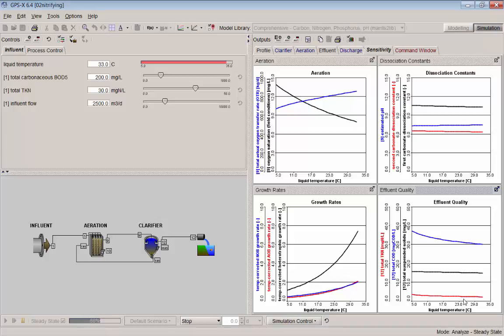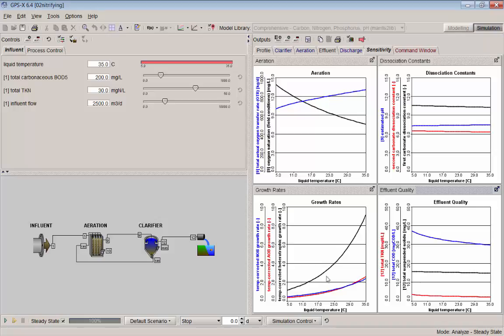So let's take a look at the three elements that we mentioned earlier, the biological part, the physical part, and the chemical part that are all tied together in GPSX for activated sludge modeling. And we can see here, first of all, that the growth rates, those biological ones, are adjusted as we discussed earlier.